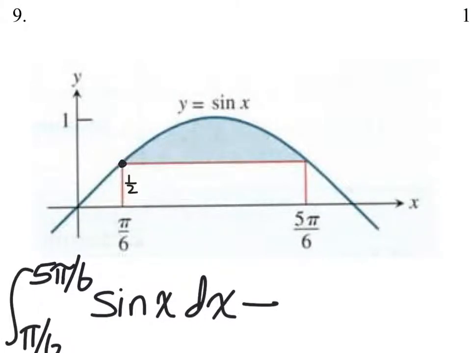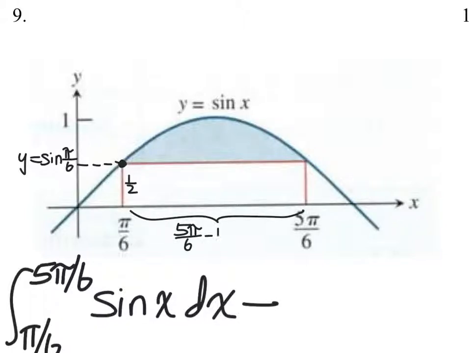Right, and that's because of 2 reasons. One, just kind of eyeballing it, it looks like 1/2, but that's not the best reason. The best reason is that y is equal to the sine of x, so the sine of pi over 6 is 1/2. All right, and the sine of 5 pi over 6 is also 1/2. Now that base length would be the difference between 5 pi over 6 and pi over 6. So 4 pi over 6, which would be 2 pi over 3.